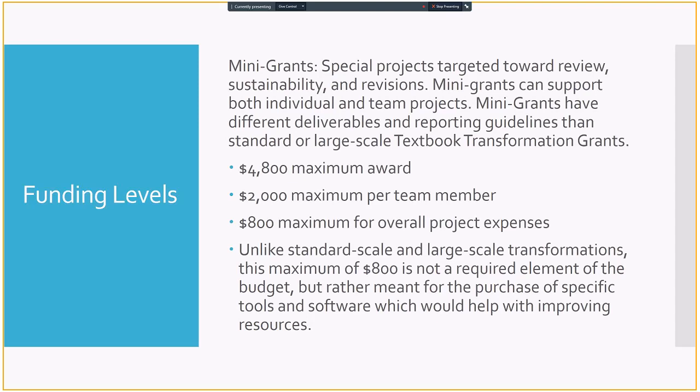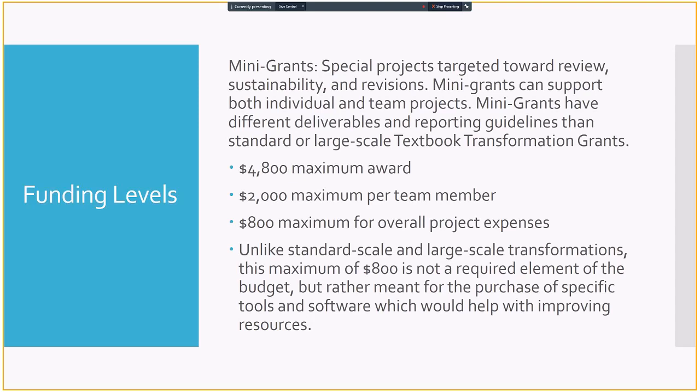We're looking at revisions to existing materials, the creation of new ancillary materials to support OER that are already out there. This is a bit of a different project than if you had a textbook transformation grant itself. And because of that, they have a completely different type of application. But it's 4,800 maximum award and 2,000 max per team member, 800 for overall project expenses.